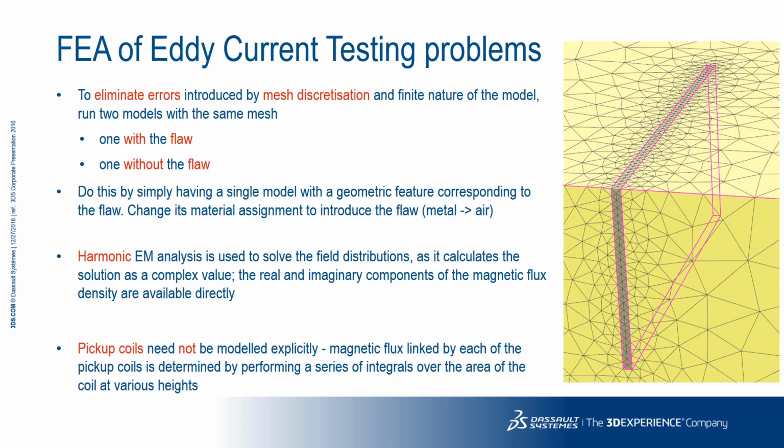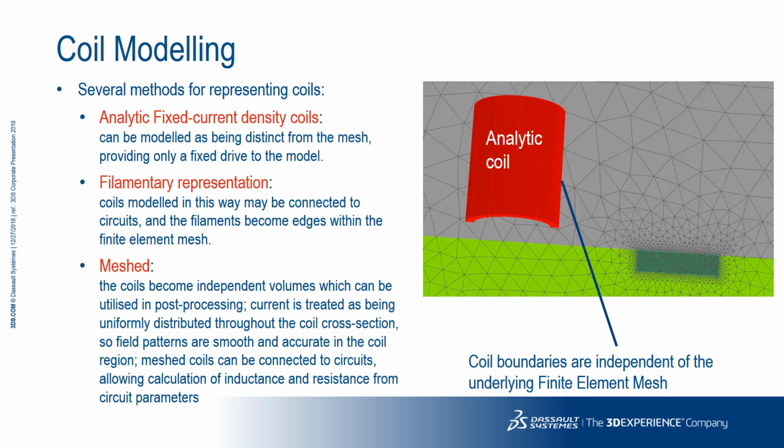To eliminate errors introduced by mesh discretization, we can run two models, one with and one without the flaw present. The difference, therefore, is purely the effect of the flaw, not due to any FEA artifacts.